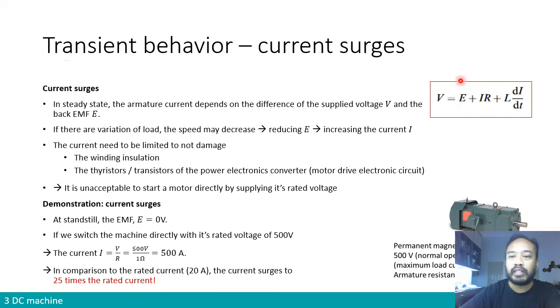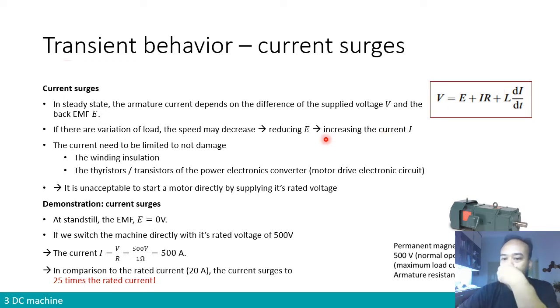And what happened when the speed is decreased? We know that speed is proportional to E, therefore we have a reduced E, we reduce the back EMF. So when we reduce the back EMF in this particular equation, remember we do not take into account L di/dt. It's a very small portion, because the value of L is usually very small in comparison to the value of R. L is inductance, in millihenry, whereas R is a few ohms. In the case of our machine just now, it is 1 ohm in comparison to a milli-ohm of inductance.